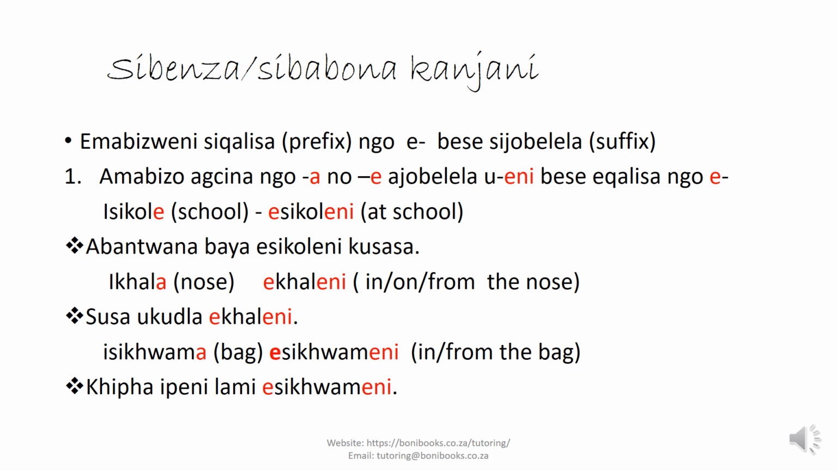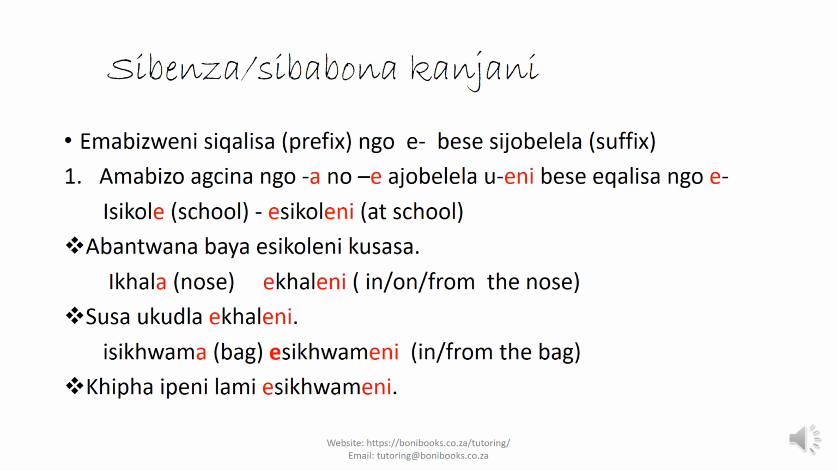Let's look at the next noun, isikhwama. Isikhwama is a bag, but if you say in the bag or from the bag, you are going to say esikhwameni. From the noun isikhwama, you begin with the e, and then you say esikhwameni, from the bag. Khipha ipeni lami esikhwameni. Take out my pen from the bag.